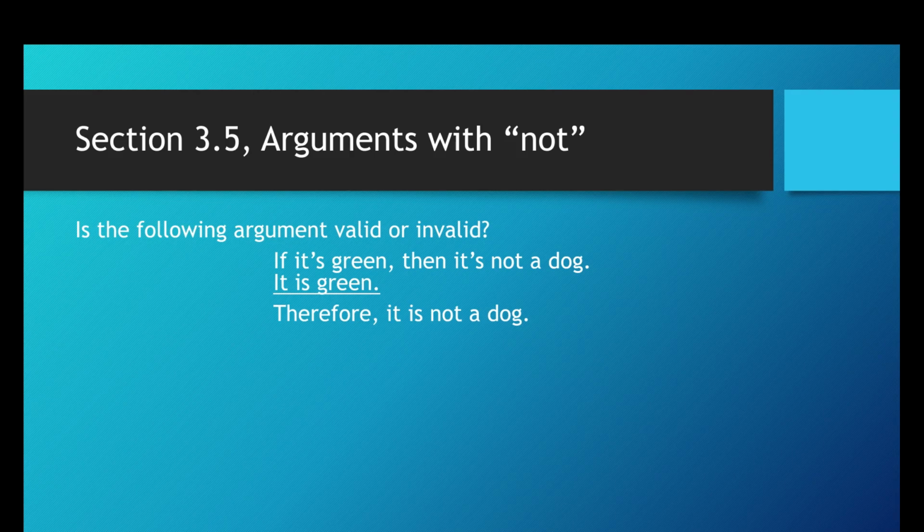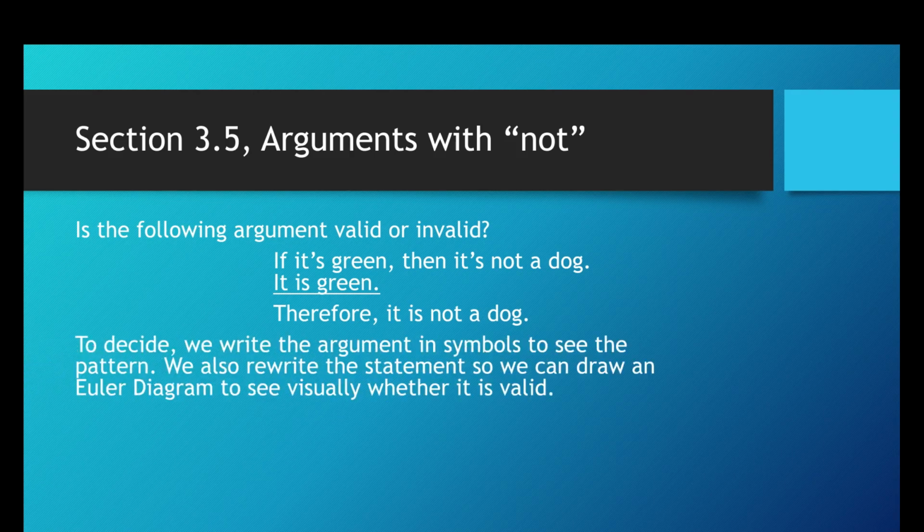So we're going to start with this one. This is an argument with the word not in it. If it's green, then it's not a dog. It is green, therefore it is not a dog. Does that seem valid to you? Like the conclusion here follows from these two? Think about it for a second. And then we're going to examine it both with symbols and the picture.